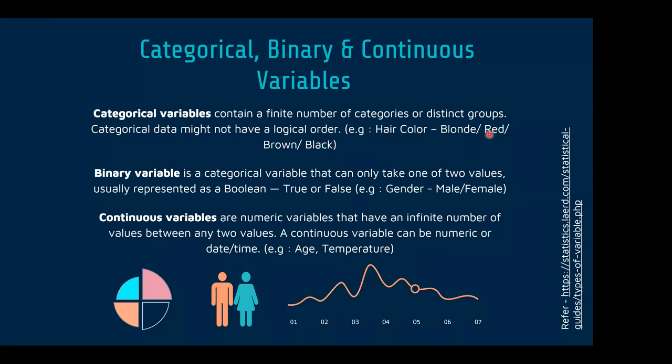So you can't use those. Categorical variables, if they don't have a numerical representation, you cannot use them in machine learning models. That doesn't mean you can't use them. You can use them, but first of all, you have to convert them into numerical variables. As an example here, you can convert blonde to 1, red to 2, brown to 3, and black to 4.